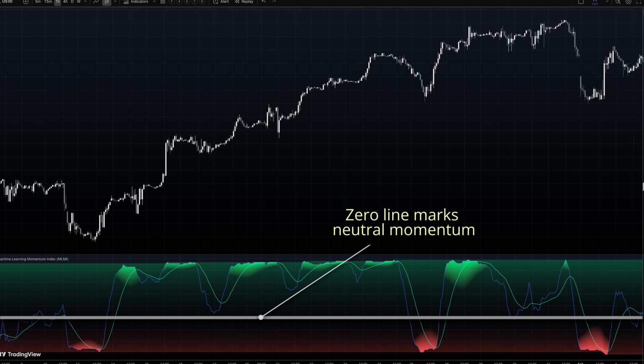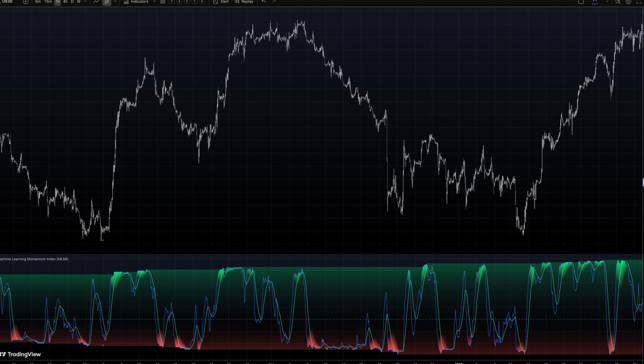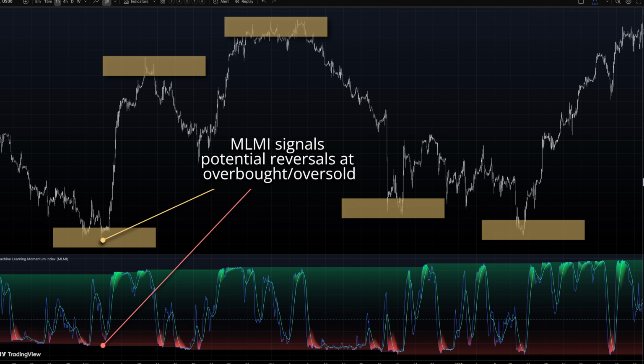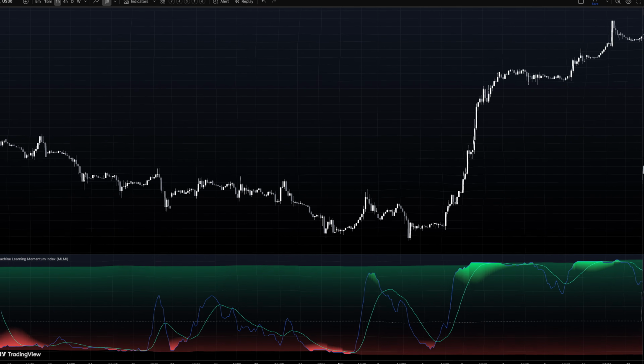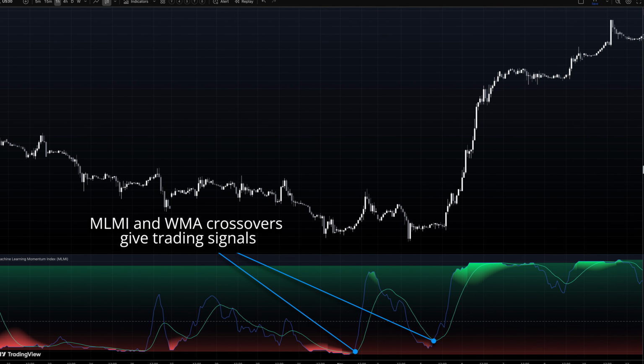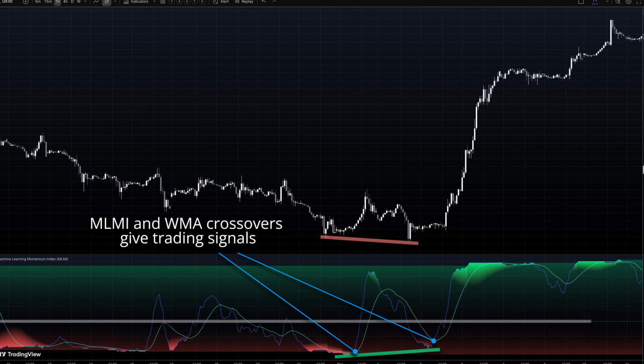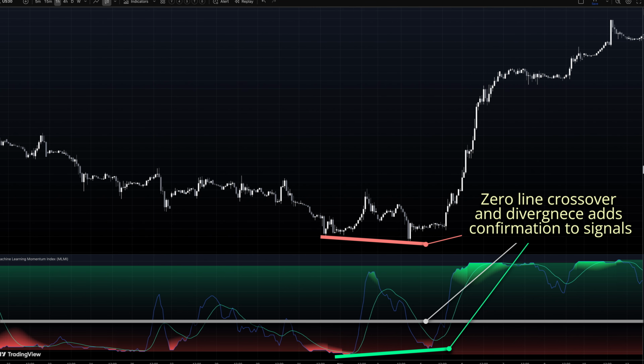The zero line serves as the neutral reference point for momentum direction. Traders can employ this indicator for identifying potential reversals when the MLMI approaches extreme levels, particularly when crossing back from overbought or oversold territories. The crossovers between the MLMI and its moving average provide additional trading signals, with confirmation possible through the mid-level zero-line crossovers.